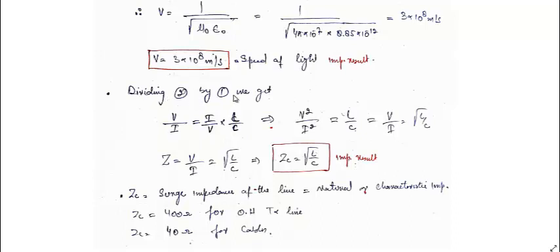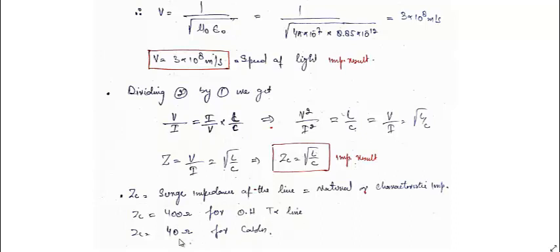Dividing second by first, we get V by I is equal to I by V into L by C. That's V square by I square equals L by C. V by I has the dimensions of impedance. So Z is equal to V by I, that is equal to Zc. That is the surge impedance of the line or characteristic impedance of the line. Sometimes it is also known as the natural impedance of the line. So Zc is equal to 400 ohms for the overhead line and 40 ohms for the cable.